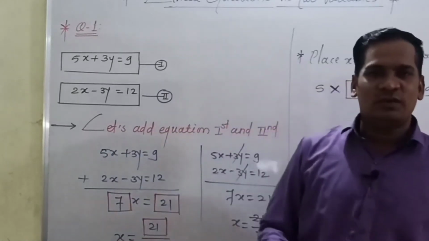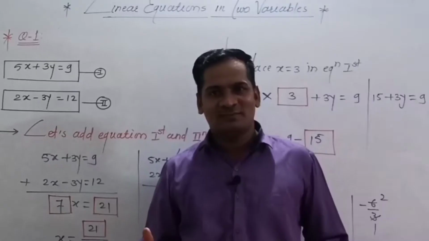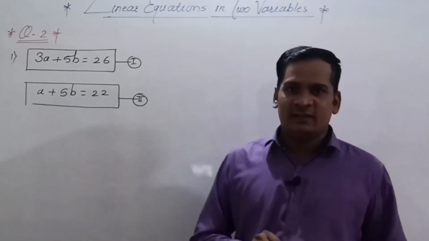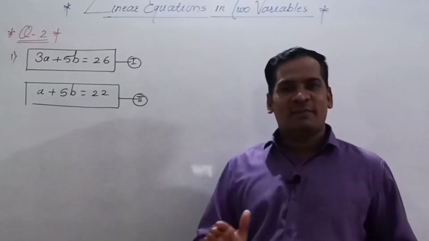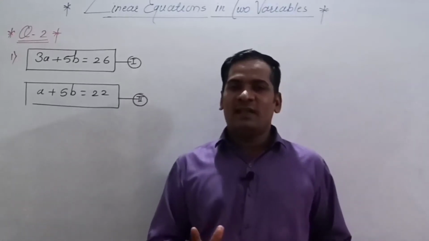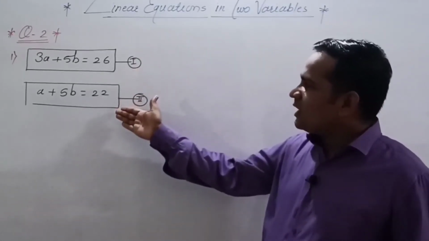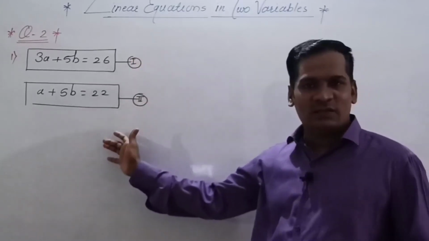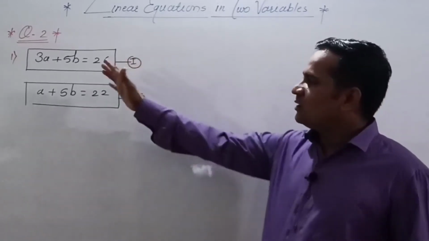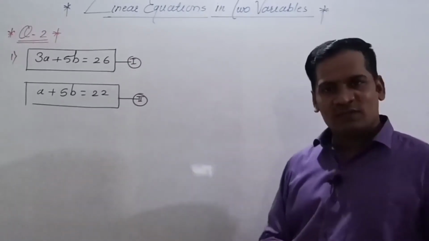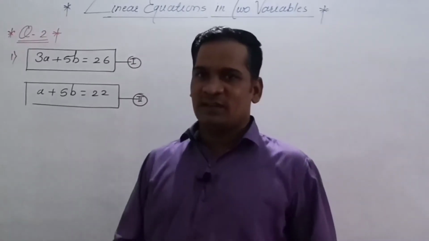So let's move toward question number 2. Now let's discuss question number 2, in which the question is: solve the following simultaneous equation. Means again like these two. The first two equations are given, which are the simultaneous equation, and the question is to solve the following simultaneous equation. So let's solve this equation by using the equating coefficient method.